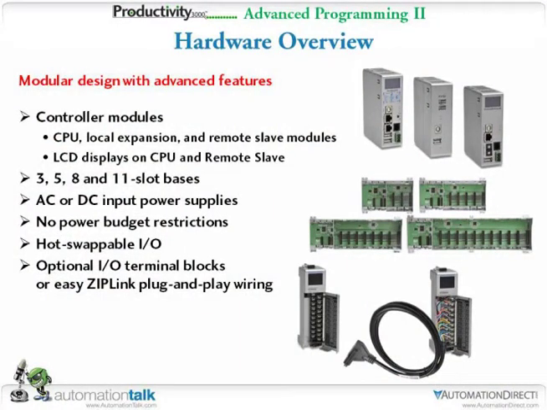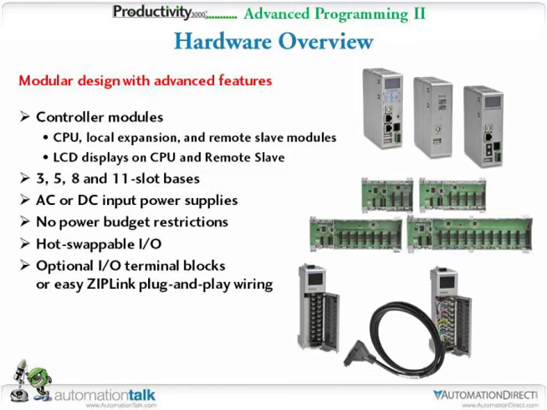If we go to the next slide, we'll cover the hardware a little bit more here. The controller modules, the CPU has local and remote expansion. The CPU and all the remote slaves also have an LCD display that allows both status and configuration information to pop up, but they're also user programmable. We carry both AC and DC input power supplies. There's no power budget restrictions like you might find on some of our other PLCs. The I/O modules are hot swappable, and then we also have the optional terminal blocks or the easy-to-use ZIPLink solution.